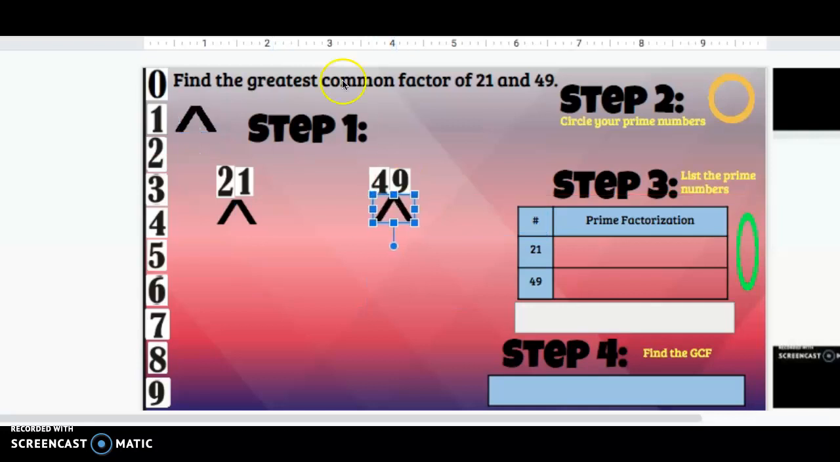Okay, then I have to ask myself, what times what's going to give me 21, besides 1 times 21? That's an easy one, and we don't want to use that one. So I'm looking at my multiplication chart, and I know that 7 times 3 gives me 21. Then I have 49 to break. What times what gives me 49, besides 1 times 49? 7 times 7. So I'm going to put 7 and 7.